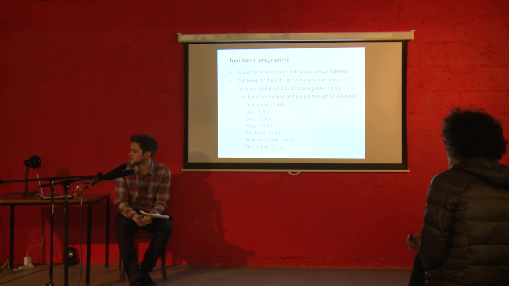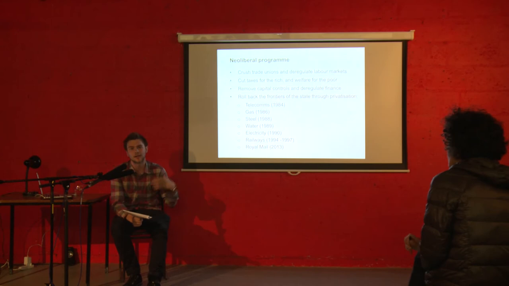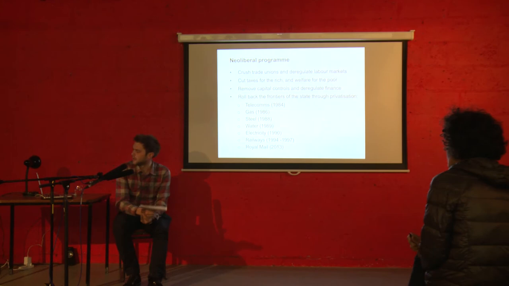Another important one is the removal of capital controls. Again, it might be hard to believe now, but for most of modern history, it wasn't really possible for mega rich people to just move around money willy-nilly anywhere in the world at the drop of a hat, or offshore in tax havens. There were pretty strict controls about how you could move capital across borders. But that went out the window very quickly in the early 1980s.